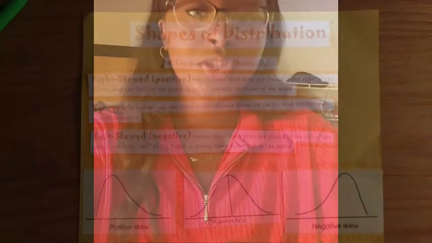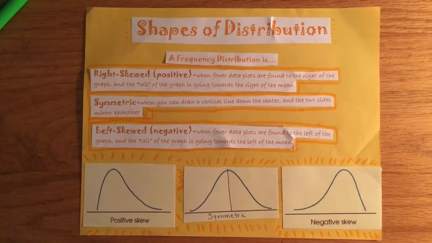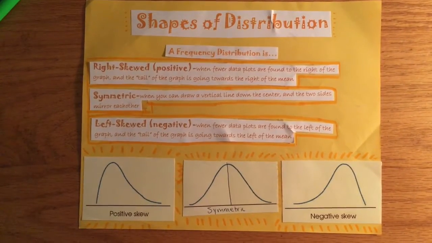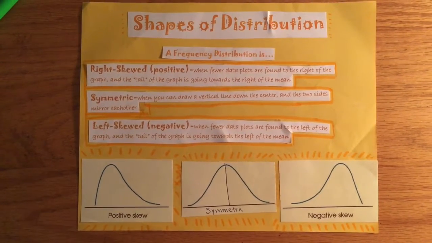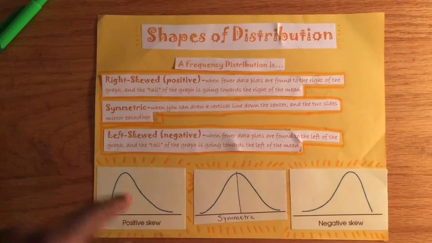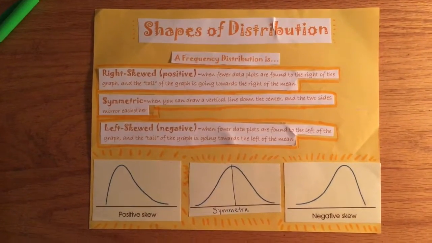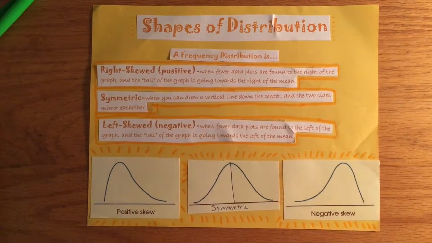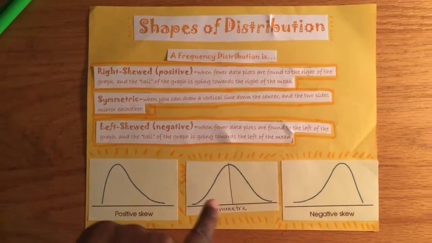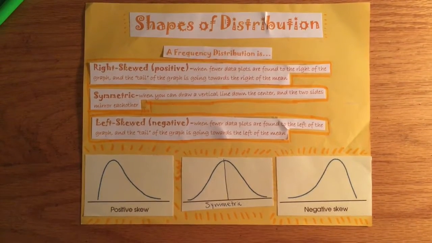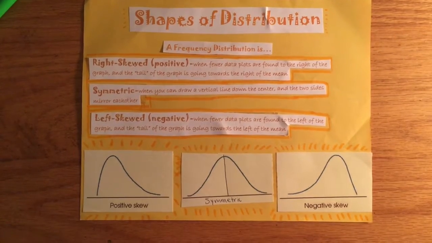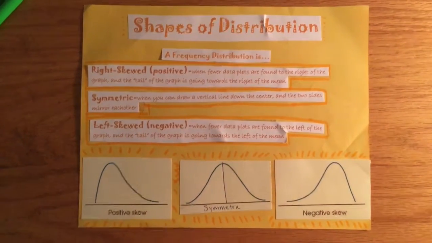As you may know, a graph can reveal several characteristics of a distribution. One of those characteristics is the shape of the distribution. There are three main shapes of distribution. A frequency distribution is right-skewed or positive when fewer data plots are found to the right of the graph and the tail of the graph is going towards the right of the mean, such as this one. A frequency distribution is symmetric when you can draw a vertical line down the center and the two sides mirror each other, like this one. A frequency distribution is left-skewed or negative when fewer data plots are found to the left of the graph and the tail of the graph is going towards the left of the mean, like this one.